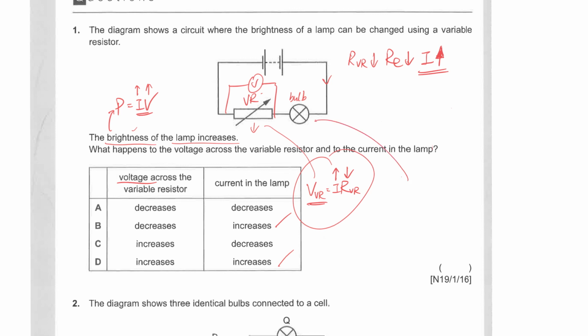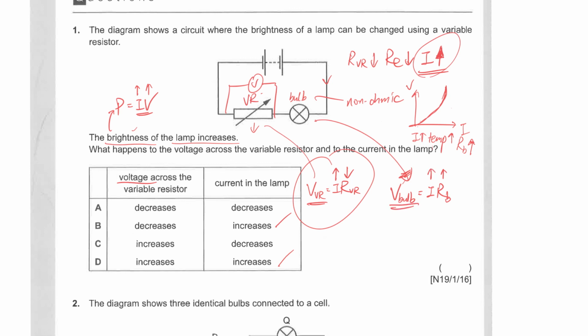So we can use the bulb here. The potential difference across the bulb equals IR, and as you know, the bulb is a non-ohmic conductor. That means the VI graph will actually look like this. So as the current increases, the temperature of the bulb increases, and the resistance of the bulb will shoot up, okay, will increase. It will not stay constant. So the resistance of the bulb increases, and earlier on we said that the current increases. So that means the potential difference across the bulb will increase.